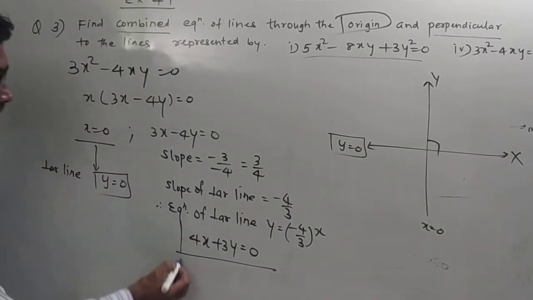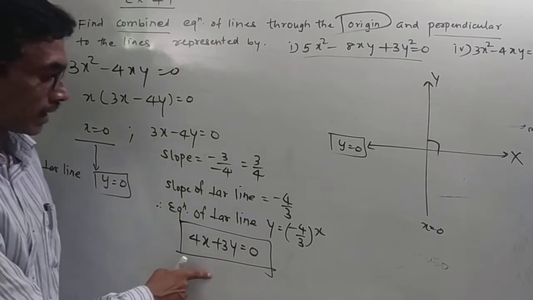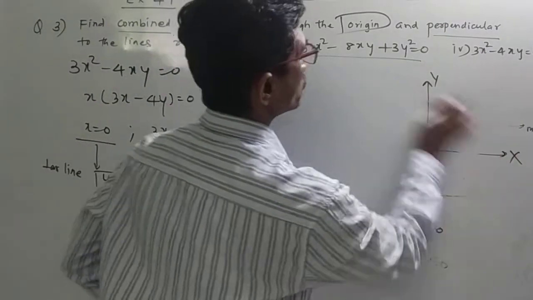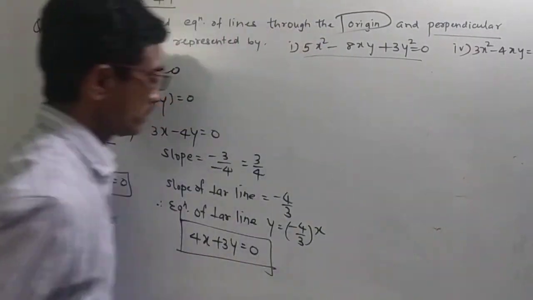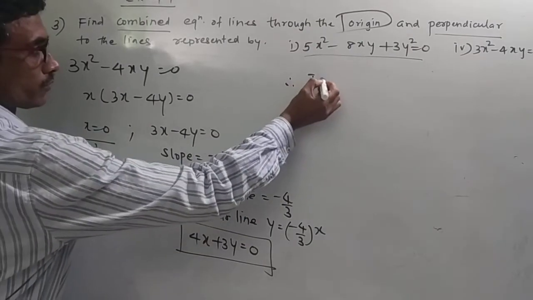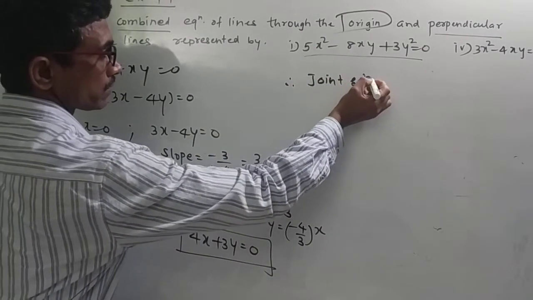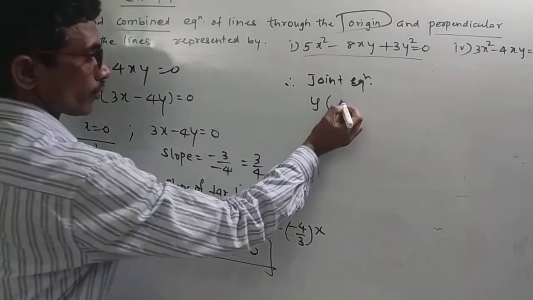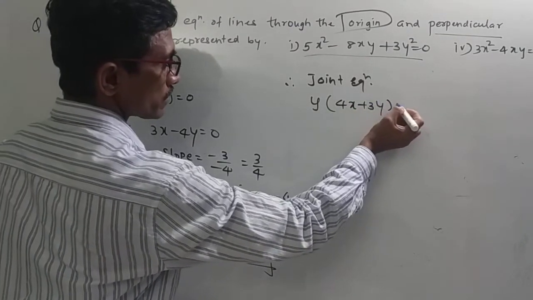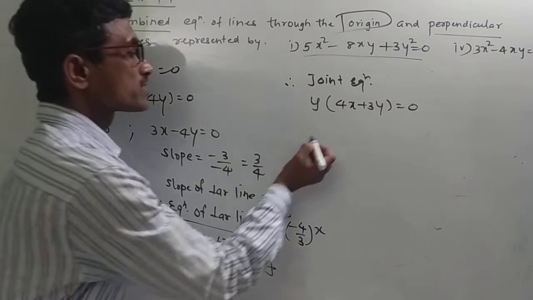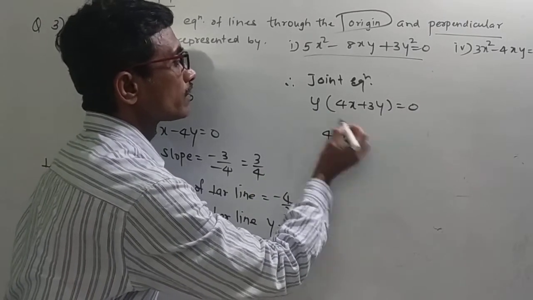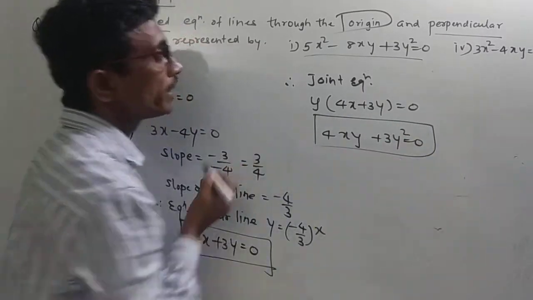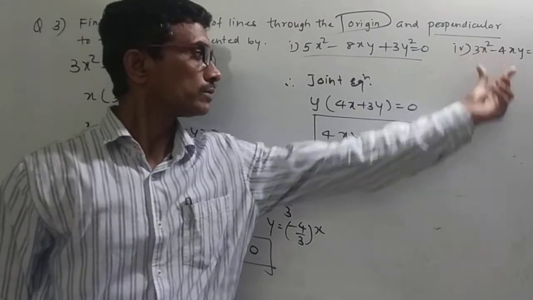This is one line, say u is equal to 0, and this is another line, v is equal to 0. So their joint equation will be: y is equal to 0 and another line is 4x plus 3y is equal to 0. Simplify this: 4xy plus 3y square is equal to 0. This is the joint equation of lines which are perpendicular to these lines.